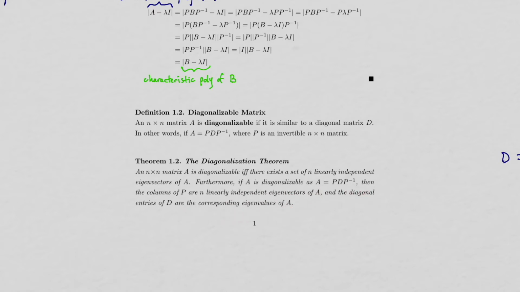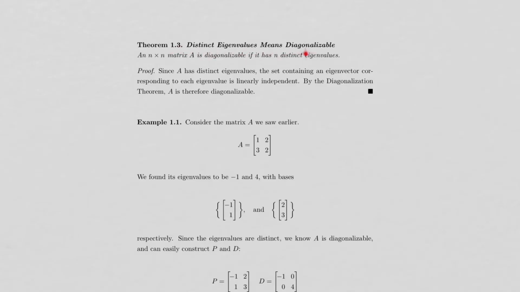The proof of this theorem is in the book. It's pretty long and involved, so I'm going to skip it for the sake of time here. The important thing is this second sentence, starting with furthermore. This tells us actually how to find these matrices P and D. Here's another theorem that makes things a little bit easier. It says that an n by n matrix A is diagonalizable if it has n distinct eigenvalues.